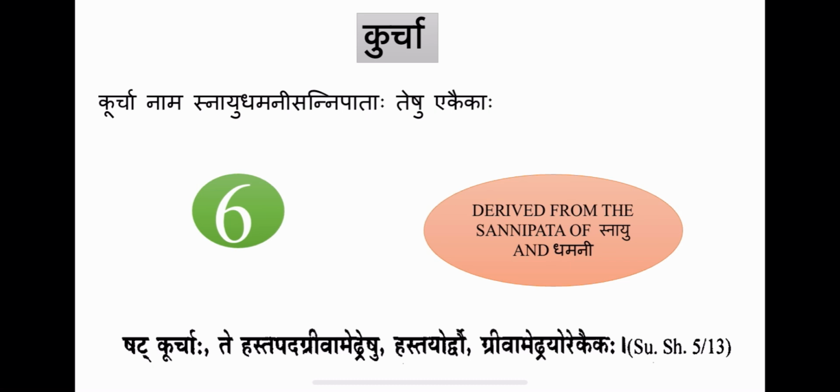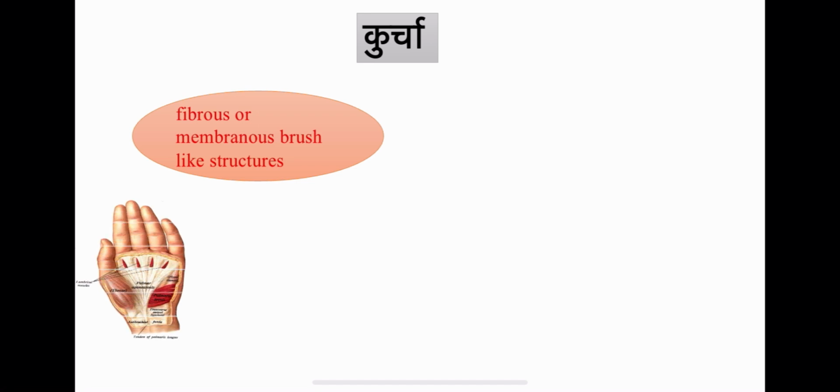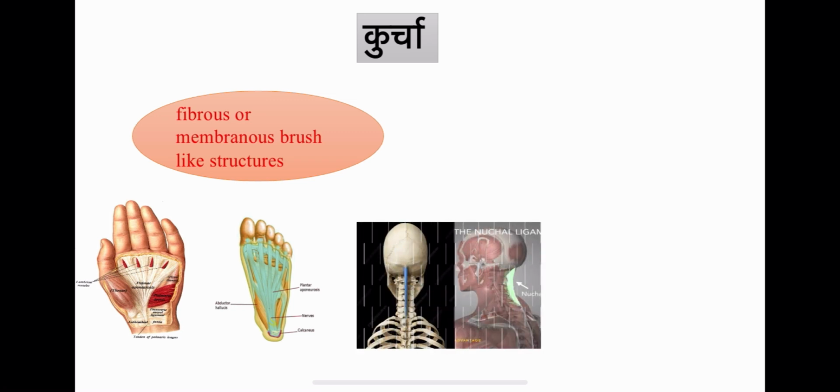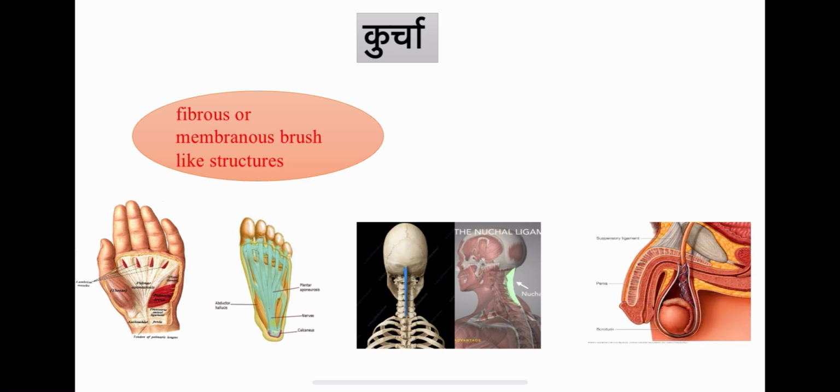and the Medra. So 2 in the hands each, here you can correlate it with the palmar aponeurosis. The palmar aponeurosis is a complex brush-like structure, as well as the plantar aponeurosis, that is the pada kurcha. The kurchas present in hand and leg, 2 each, and 1 in the griva, that is the neck, nuchal ligament, and in the medra, that is the suspensory ligament at the penile region. So these are the 6 kurchas present in the body.